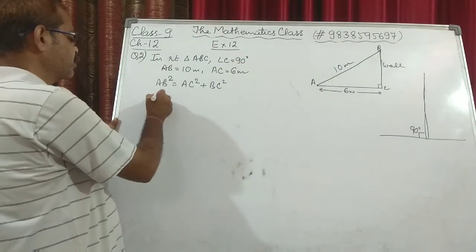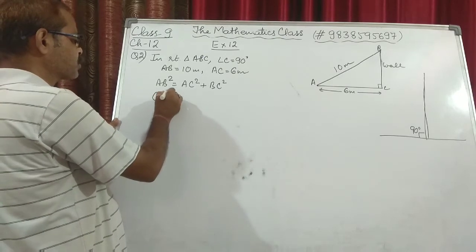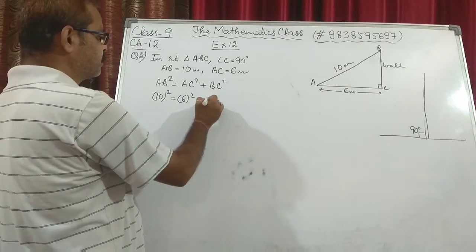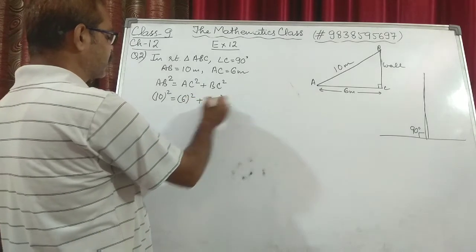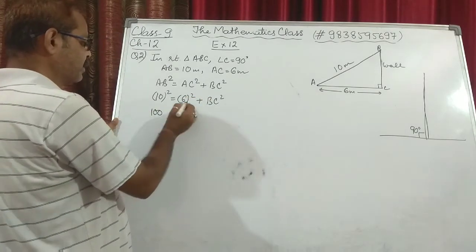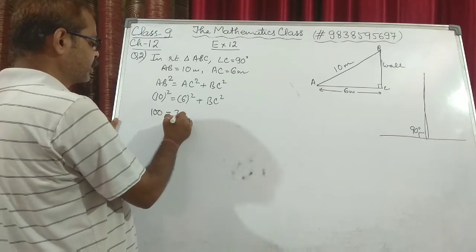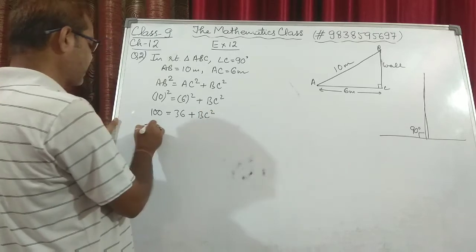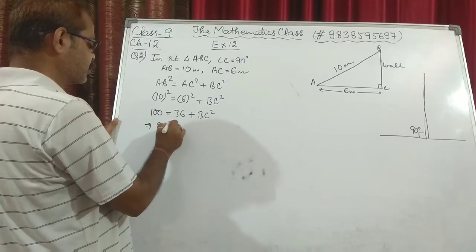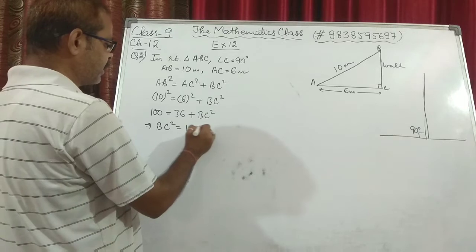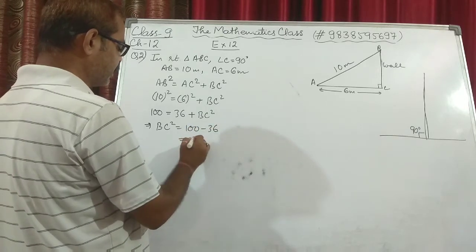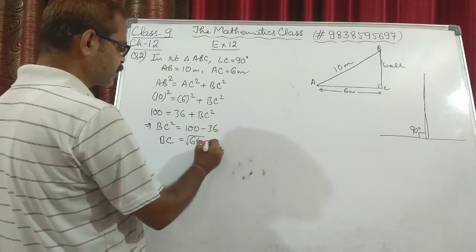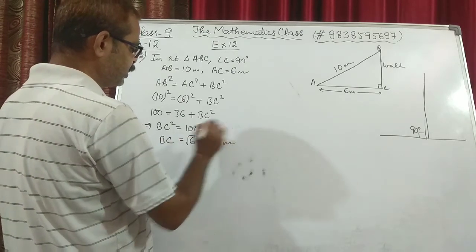Now AB is given as 10. So 10 square, AC is 6, 6 square plus BC square. So 100 is equal to 36 plus BC square, which implies that BC square is equal to 100 minus 36, that is 64. So BC will be root 64, that is 8 meters.